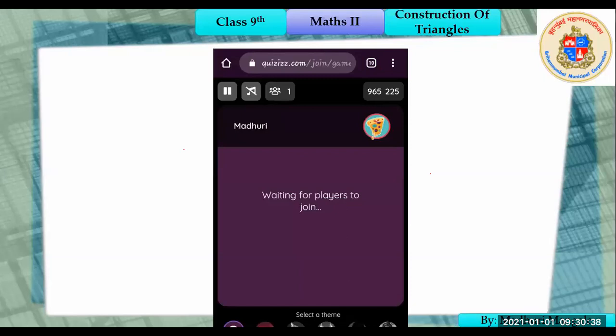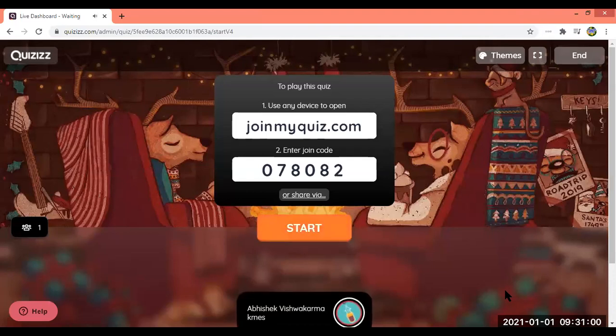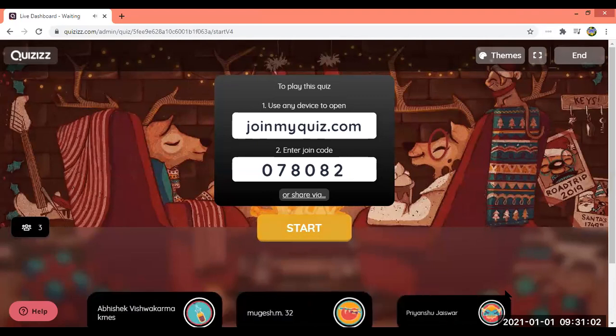All right, so I see many of you have raised hand again. I think that means that you are ready for the code, right? So that is the code on the screen. I'll just read it out for you. It's 078082. That is the code. Abhishek has joined. Mugesh, Priyanshu.